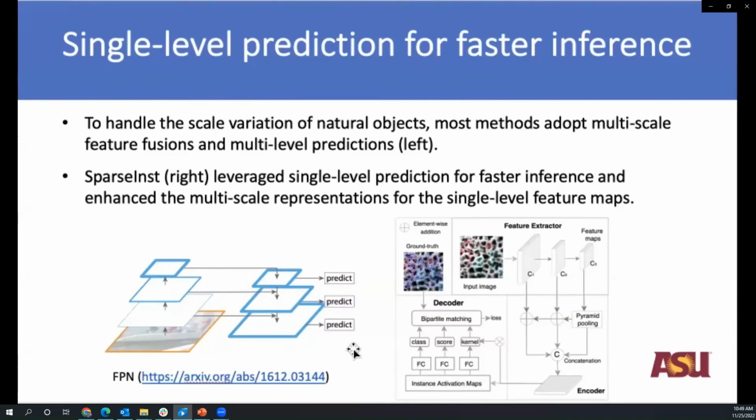And Sparse Instance is able to accelerate this processing by enabling single-level prediction. As you can see in the feature extraction pipeline, it still extracts features at multiple scales. But these different feature maps are sent to the encoder to fuse them into a single-level feature map with multi-scale representations. And then this single feature map is sent to the decoder for further prediction.